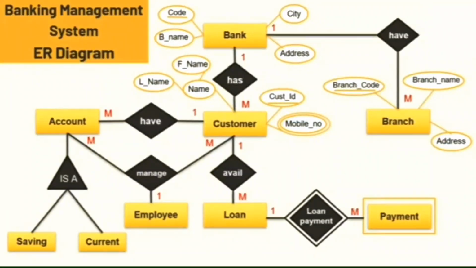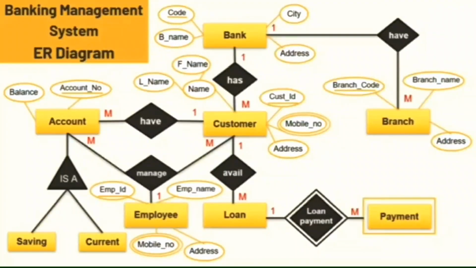Next we have the account entity. So for this we have 2 attributes, account number and balance, and here account number is the key attribute. Next we have the employee entity. For this we have 4 attributes: employee ID, employee name, mobile number and address, and employee ID is a key attribute here. Next is entity loan. So for this we have 2 attributes: loan number and amount, and here loan number is the key attribute.